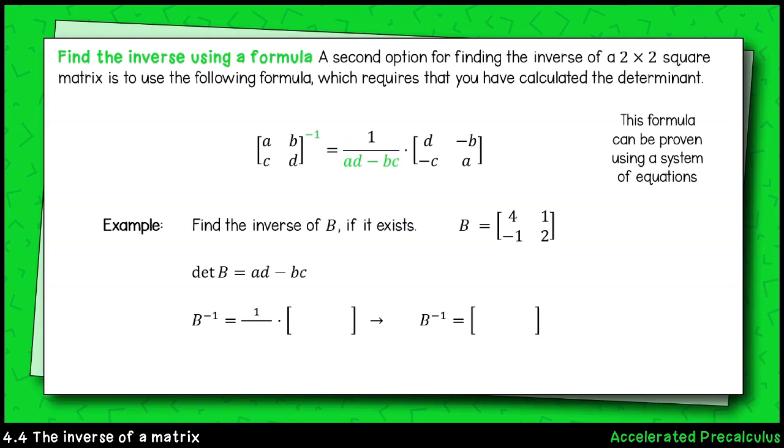Now there is another approach that we could use, which involves using a formula. This formula can be derived using a system of equations like what we just did. But in general, we see that the inverse of a given matrix, again, that's denoted with the -1 exponent, can be found by using the reciprocal of the determinant as a scalar, and then by applying a few adjustments to the original matrix itself. Note here that A and D have swapped positions. Also, C and B have had their signs reversed.